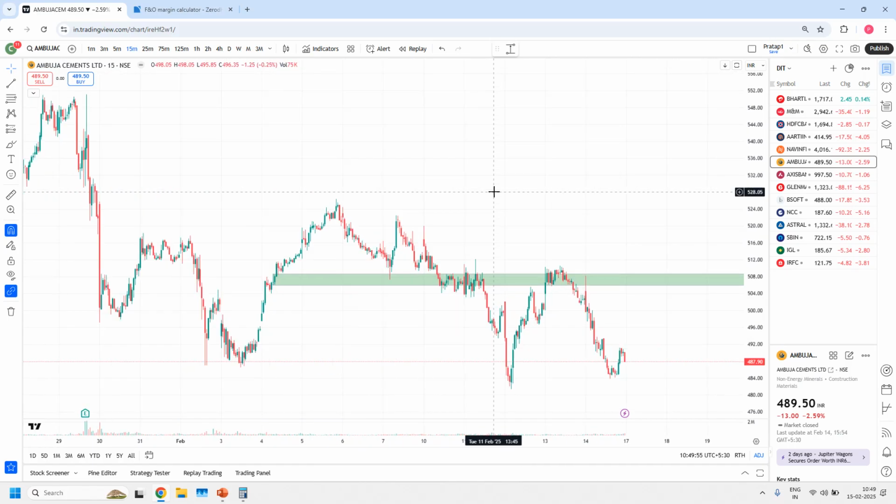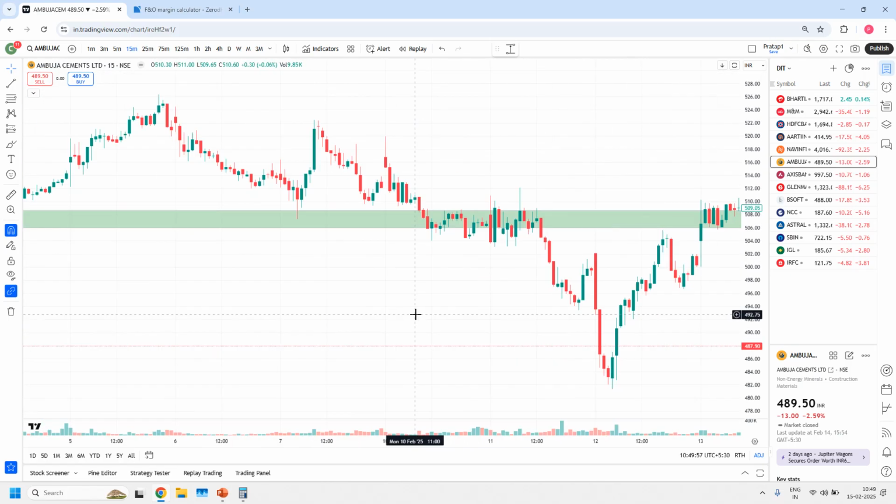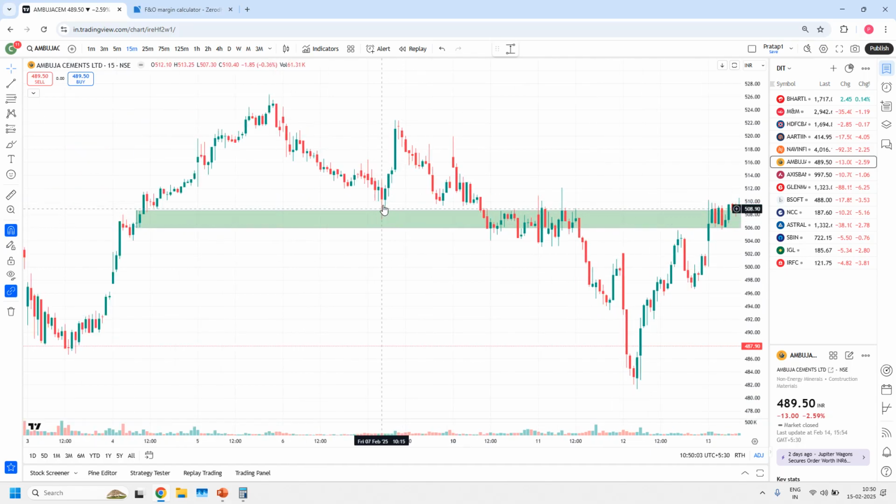Ambuja Cement. Ambuja Cement also we predicted because it is already a tested zone, Friday. And after that it gave a very good profit. So if you would have taken the report from the day before, Thursday's report, this stock would have been listed by our software. So Friday you would have got a trade and a good profit. But we generated our software on Friday, and by the time our software generated, it had already given a good profit.